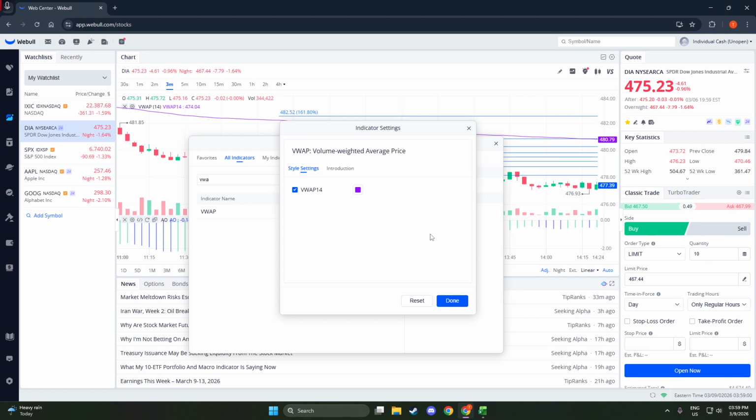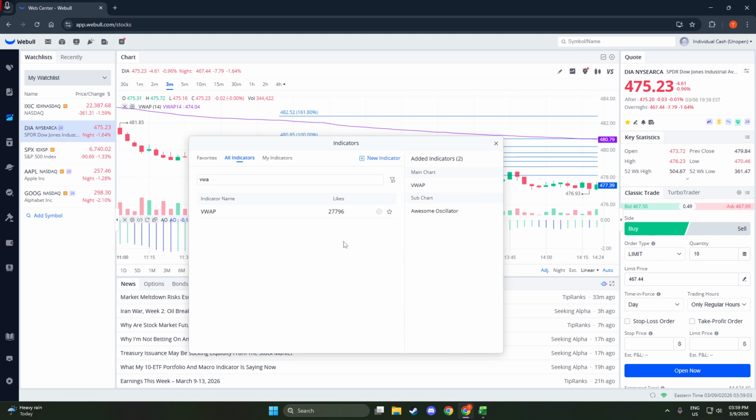No single indicator is perfect, so consider pairing VWAP with your existing risk rules, time of day awareness, and volume context. That's it. Open the chart, add VWAP from the Indicators menu, and style it so it stands out. Practice reading how price behaves around the line, and you'll quickly see why VWAP is a staple for intraday analysis on Webull.